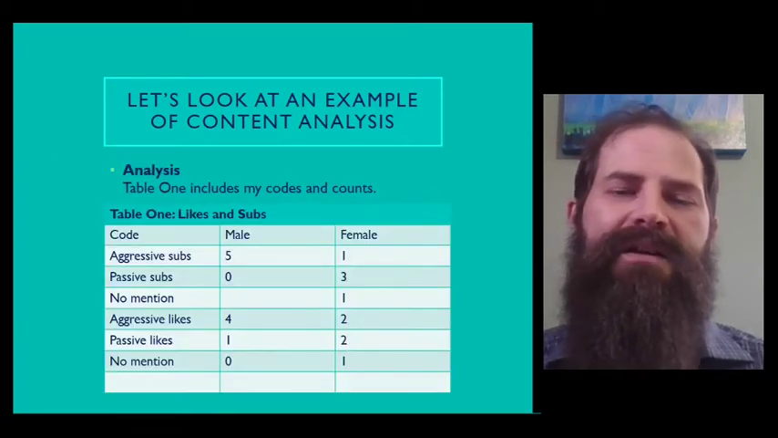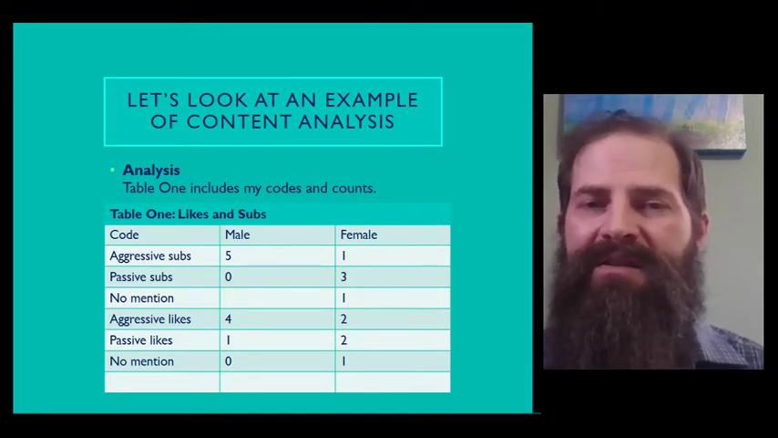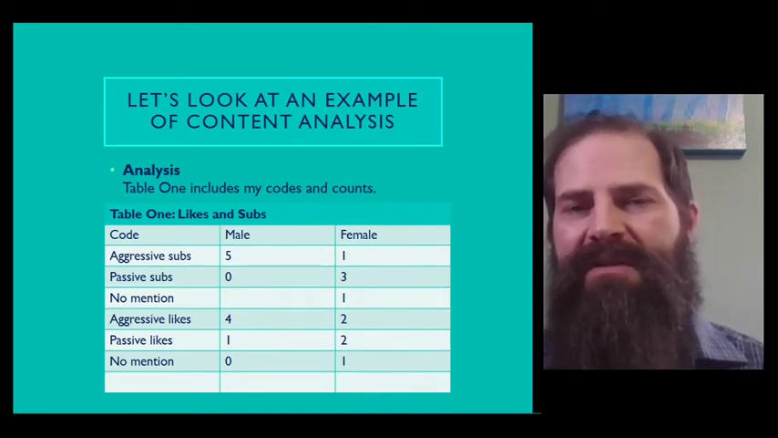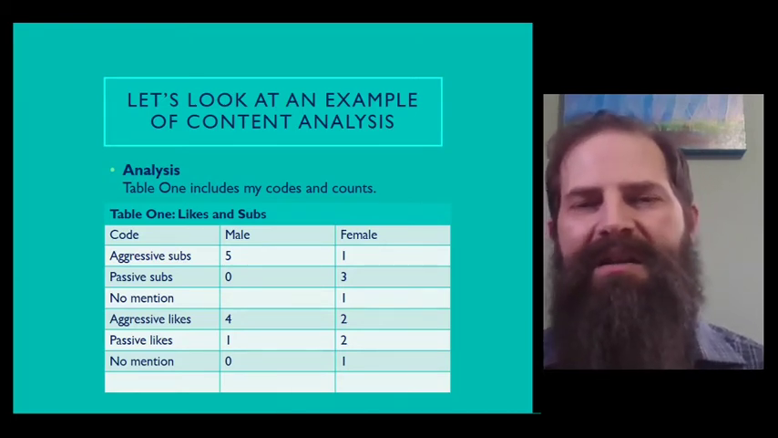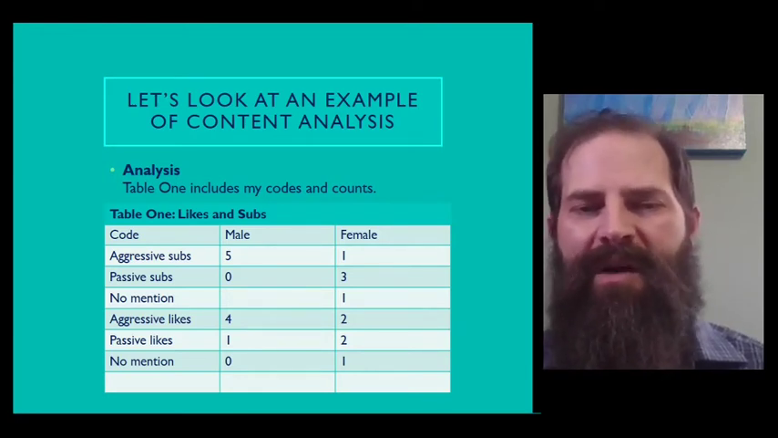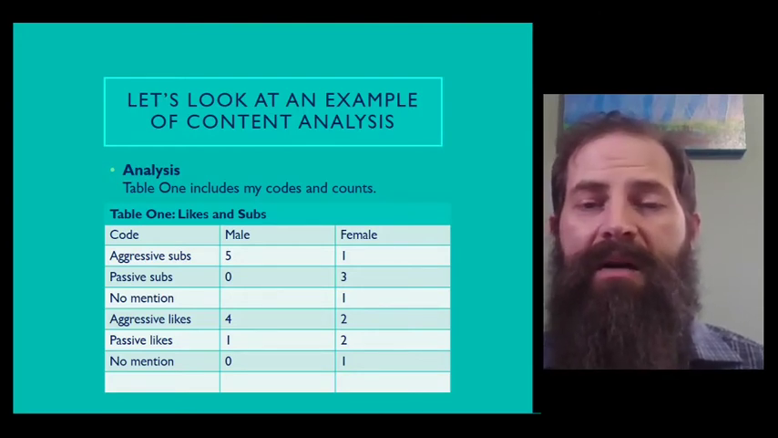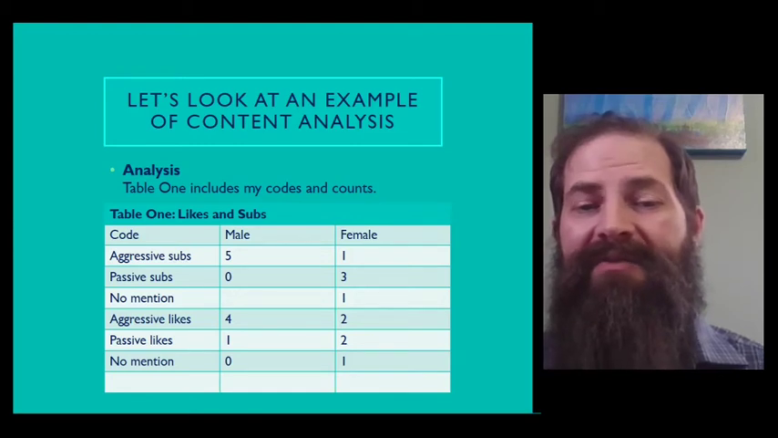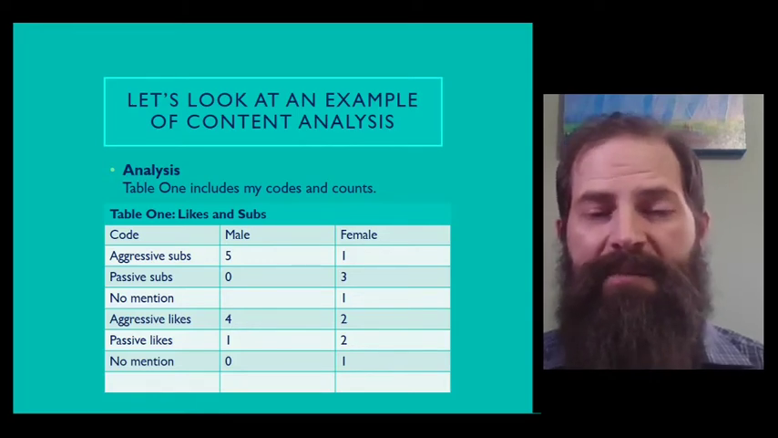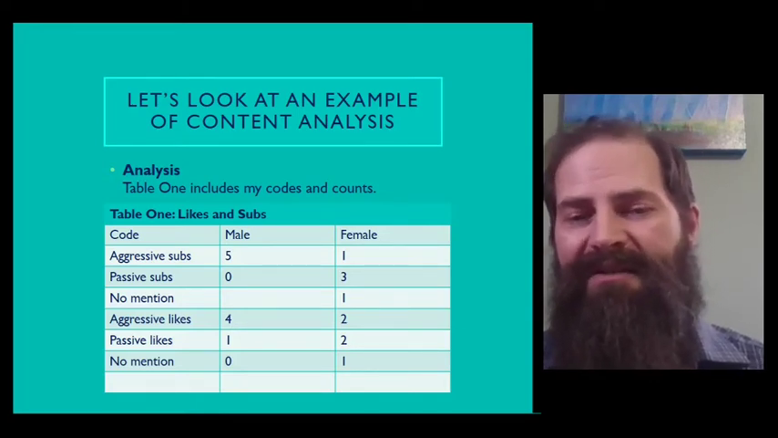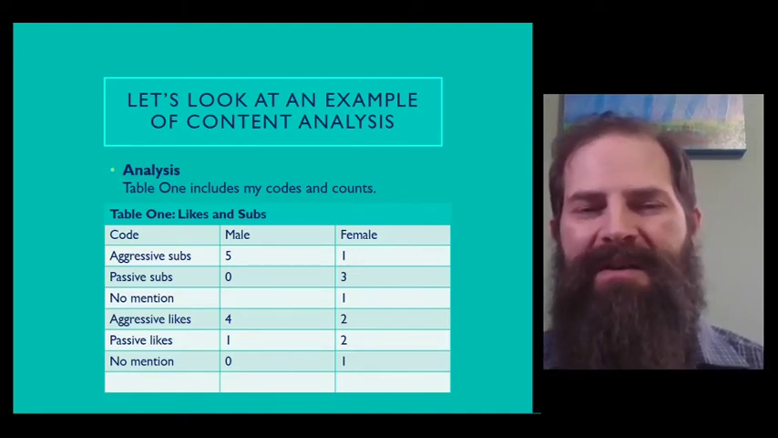Here's my analysis, and look at this cool little table that I built. Table 1 talks about the likes and the subs, and I've split them up by my perceived measure of sex, which was just male and female, focusing on a binary, which I can't repeat enough is problematic, but we're trying to keep this study simple. For my male section, I found 5 cases where I coded the video as an aggressive request to subscribe, and 0 cases where it was passive, and no instances of no mention. They always were aggressive about the subscriptions.